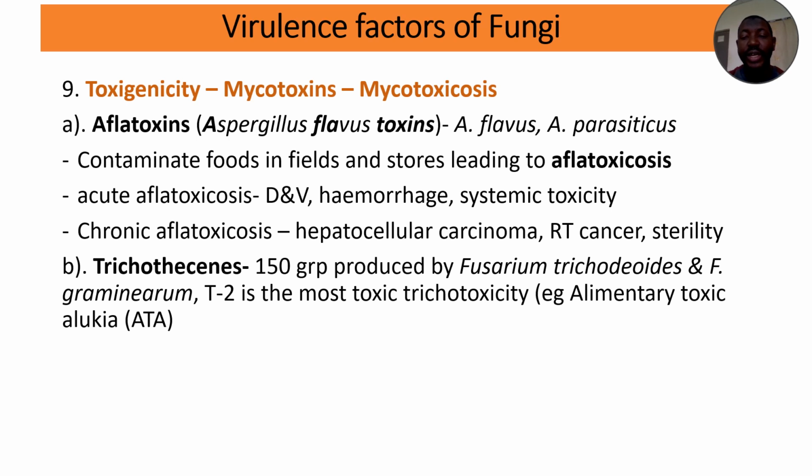Alimentary toxic aleukia usually is characterized by burning sensation in the mouth, in the tongue, in the throat, esophagus, and stomach, the whole gastrointestinal tract, and severe gastrointestinal disturbances, especially in cattle and other animals.